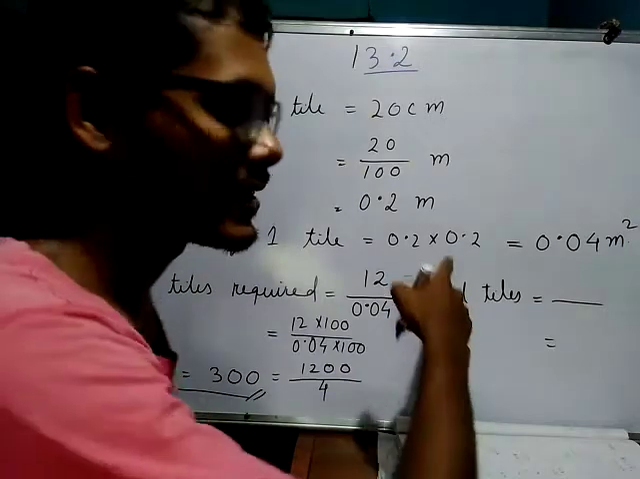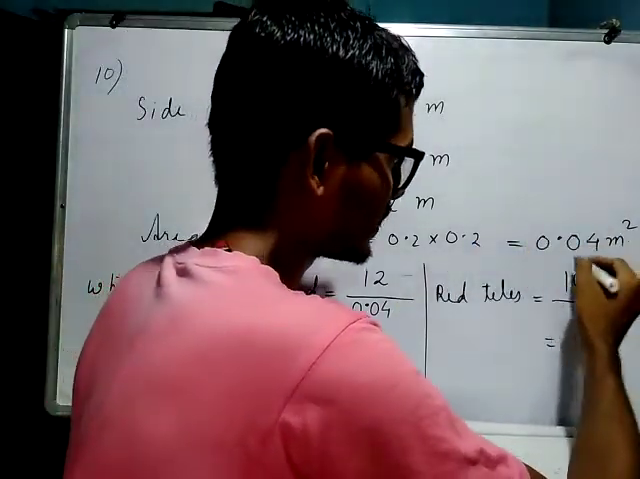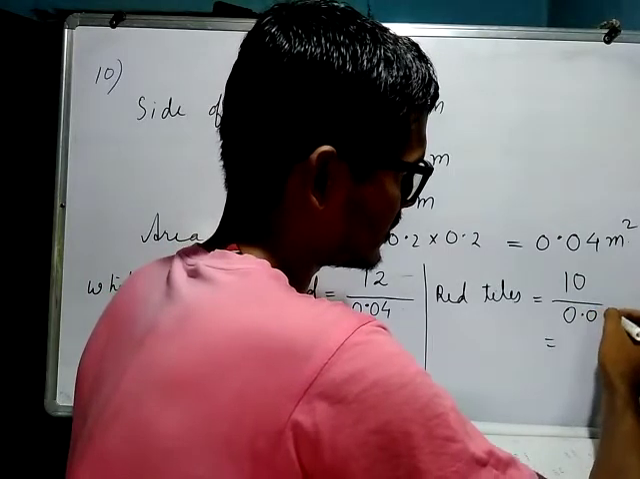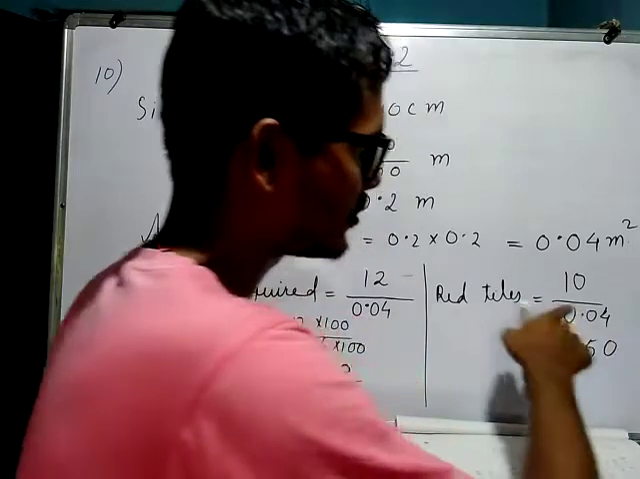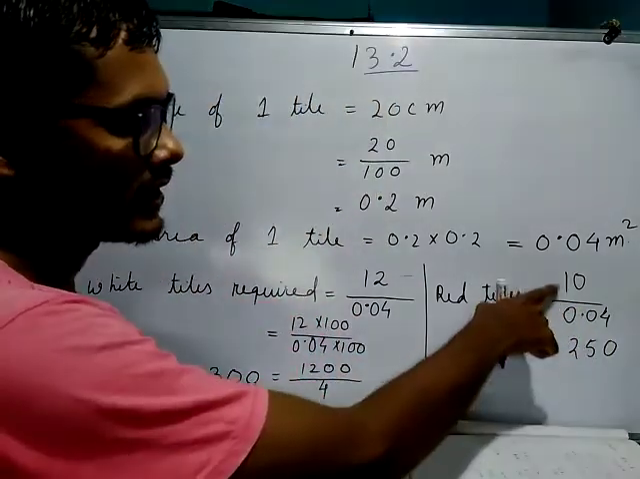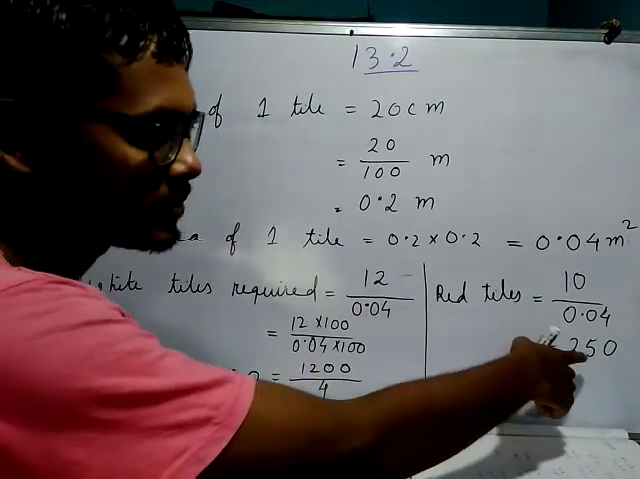Now how many red tiles required? So area of red tile 10. 10 again divided by 0.04. It will be 250. So you divide 10 by 0.04 with same method. You will get 250. So answer is 250 and 300.